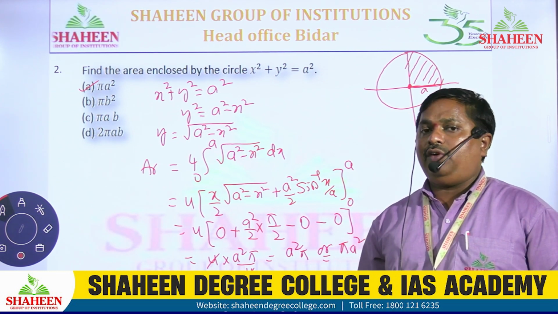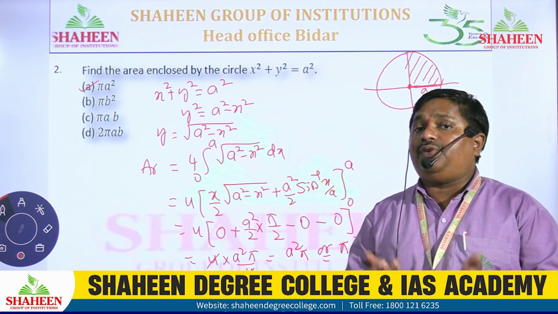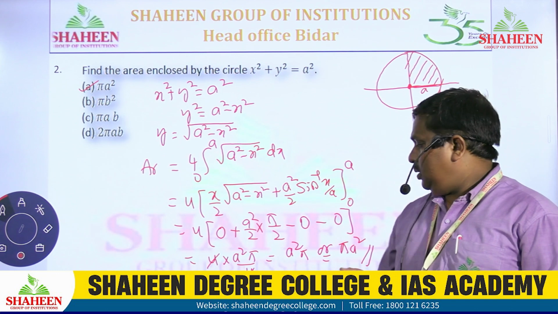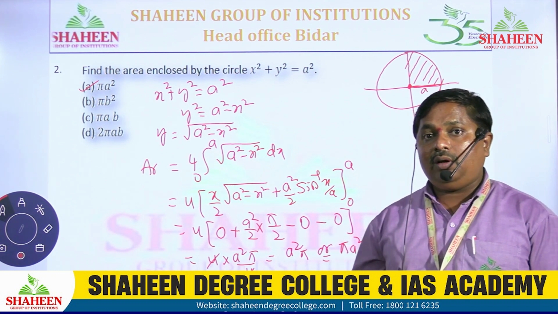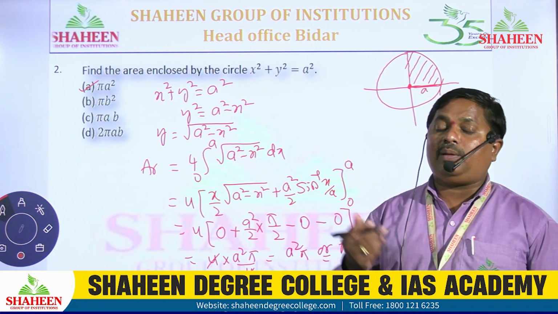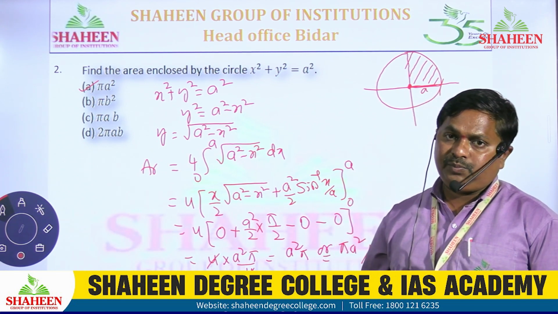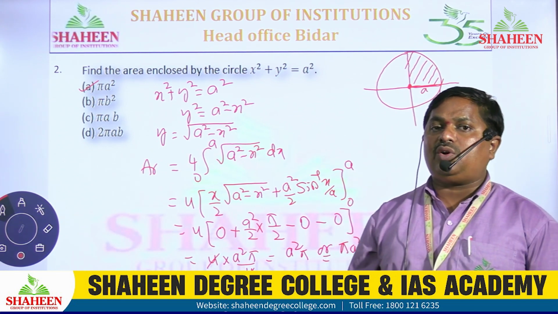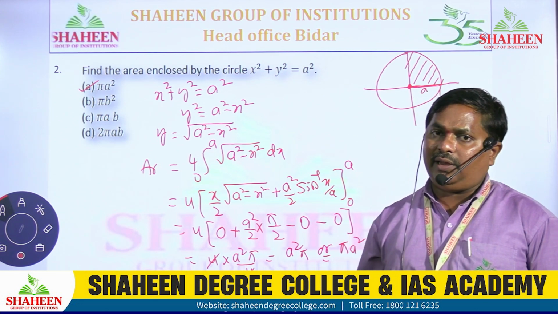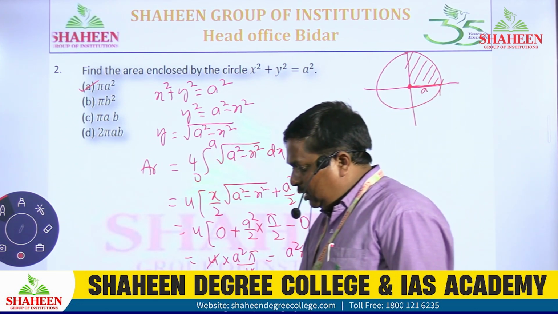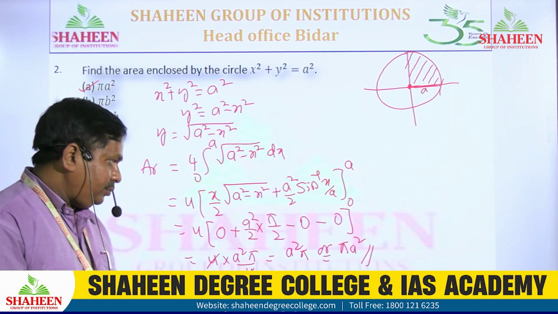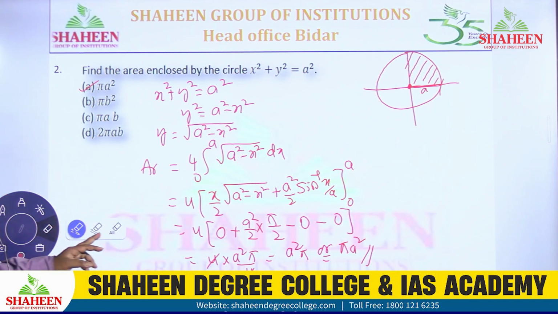Understood? If we are finding the area which is in the first quadrant, then this area is divided by 4. Okay, pi a square by 4 is the area of a circle which is in the first quadrant. So depending upon the given question, we can find the area of the circle here. Area of the curve we can find. Let us move to the next problem.